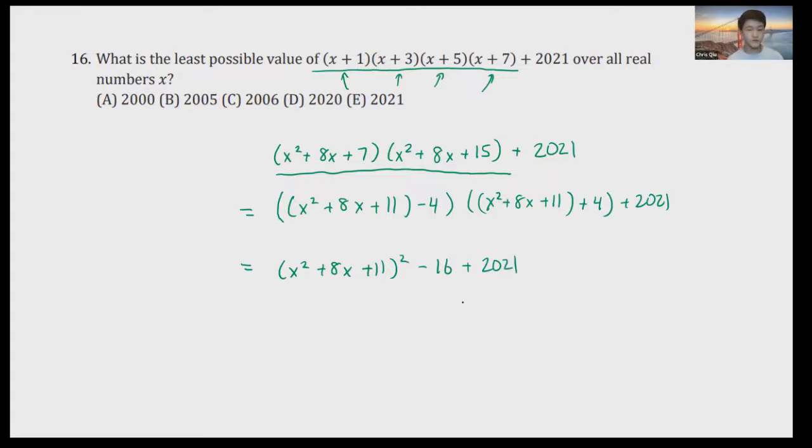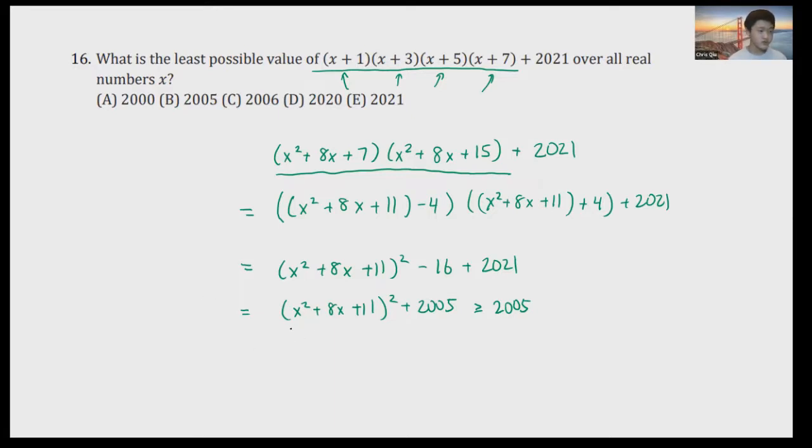And so now we have a perfect square and also some constant that we're adding. So we have x squared plus 8x plus 11 squared plus 2005. Since x is a real number, so is x squared plus 8x plus 11. So this is greater than or equal to 2005. And the last thing we have to check is whether or not 2005 is actually achievable.